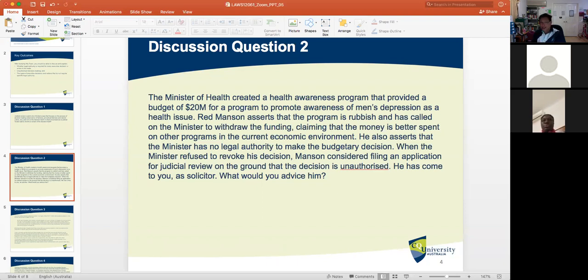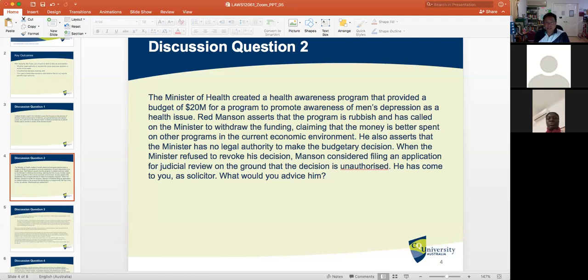So in the UK, you couldn't cite Section 61 because there is no written constitution. But you could argue that on the basis of prerogative powers or implied executive powers, the Minister of Health would have had the legal power to create a health awareness program and provide a budget for it. So that's one. So we can argue that, yes, the decision is authorized.